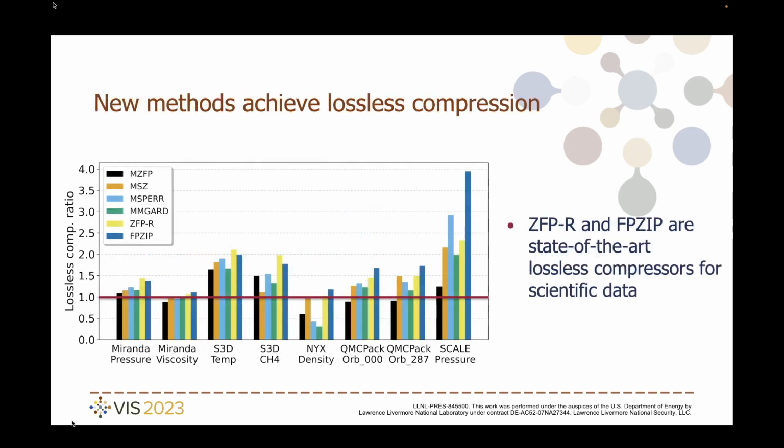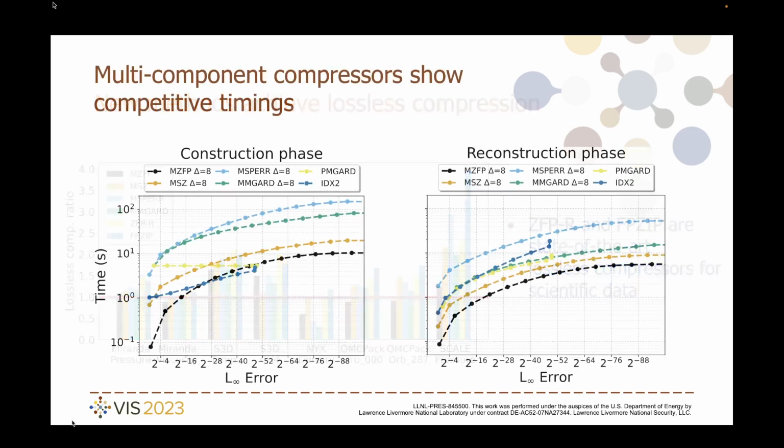Our approach also supports lossless compression, which is an interesting feature for checkpointing and restarting use cases, for example. The plot in this slide shows lossless compression ratios for various datasets and multi-component compressors. In many cases, the multi-component compressors achieve lossless compression ratios greater than 1, indicating that data is reduced, and they compare reasonably well with ZFPR and FPZIP, which are specialized methods for lossless compression of floating point data. Lastly, we note that the native progressive compressors IDX2 and PMGuard cannot achieve lossless compression.